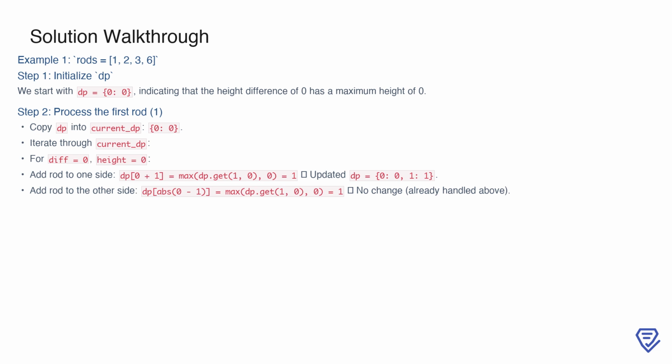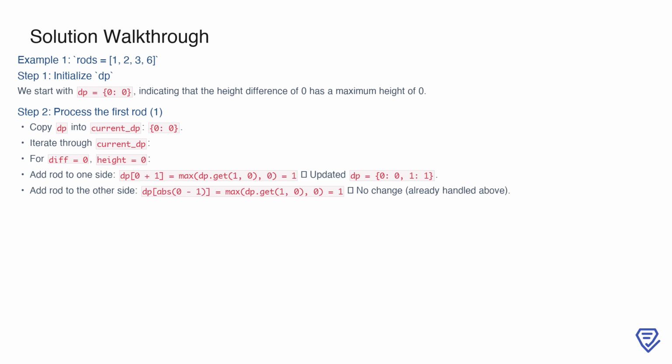To solve the problem, we start with the given rods array, rods equals [1, 2, 3, 6]. The first step is to initialize our dynamic programming map, dp, with {0: 0}. This indicates that with a height difference of 0, the maximum achievable height on either side is also 0.